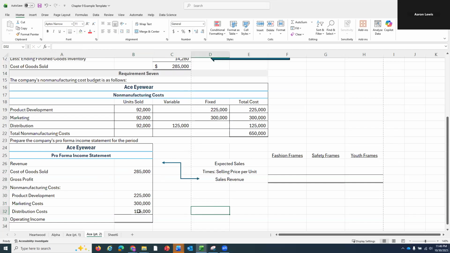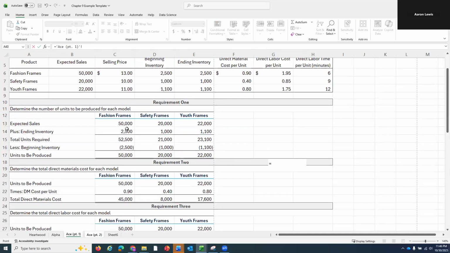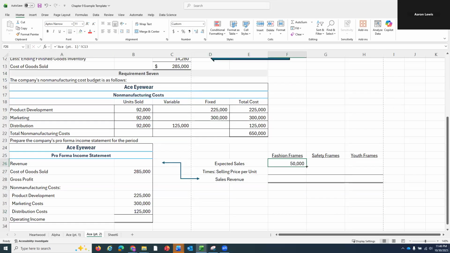Well, I got my expenses in there, but we're not going to have operating income if we don't generate some revenue. So now what I need to do is figure out what our expected sales revenue to be generated from each individual model is. We have our expected sales volume. We made a sales budget way back to start this thing off. So if I go back over that tab, our sales budget said that our expected sales of fashion frames was 50,000, safety frames 20,000, youth frames 22,000. So I can go and bring all of those figures in here.